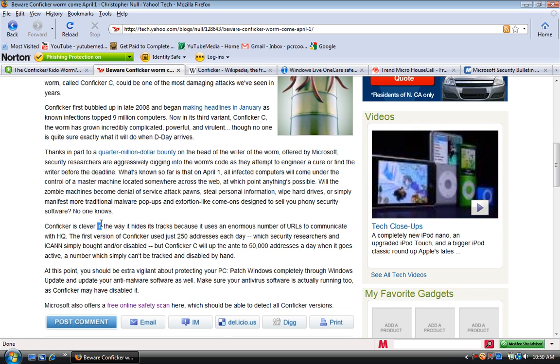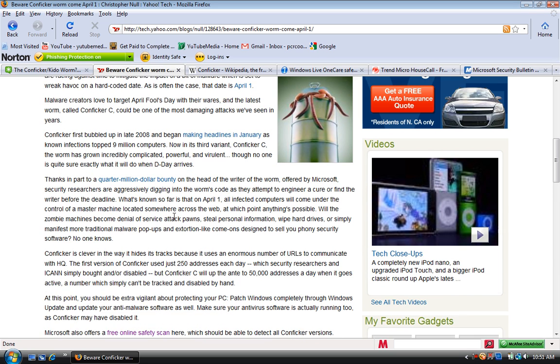But it's clever in the way it hides. It uses an enormous amount of URLs to communicate with headquarters. Basically, on April 1st, when it communicates with the creator, it's going to use 50,000 addresses a day to communicate. So that's like 50,000 middlemen. So you have to track through 50,000 different people, and the 50,000th person is not going to know the original first person. That's almost impossible to track. 50,000 addresses can't be tracked or disabled by hand.